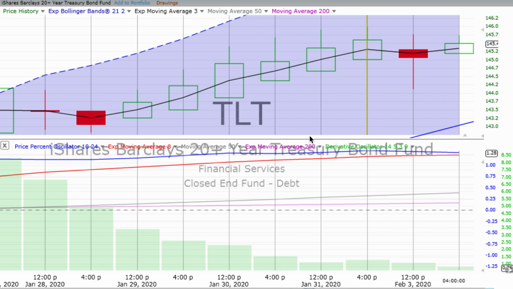We go to that 4-hour chart. We can see down movement in the morning, a little bit of recovery in the afternoon, not reaching a higher high as it did on Friday where it hit its high, but we'll just continue to watch, see what there is to see, my friends. Derivative oscillator hasn't crossed over going down. Price percent oscillator hasn't either.